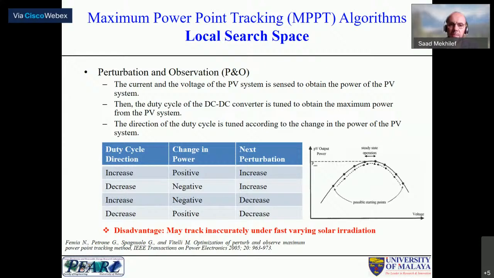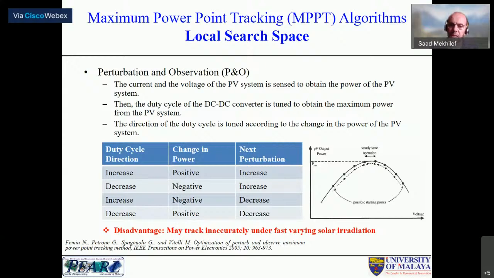Then we have the P&O methods. The P&O method is based on this curve here. You can see this curve, usually this is the power curve. You have the voltage, you have the power, and then there could be the MPP at any point of this curve. But usually this is the MPP, which is the peak one.